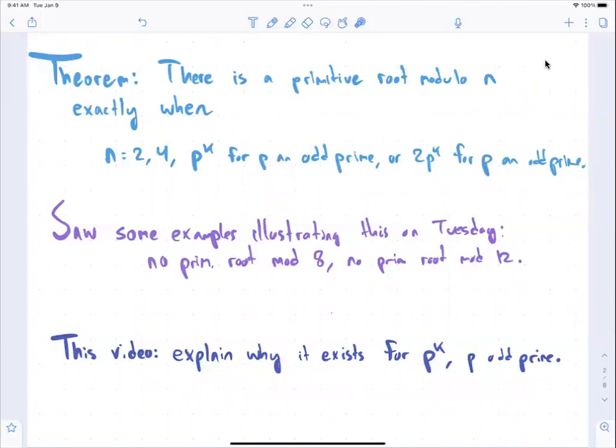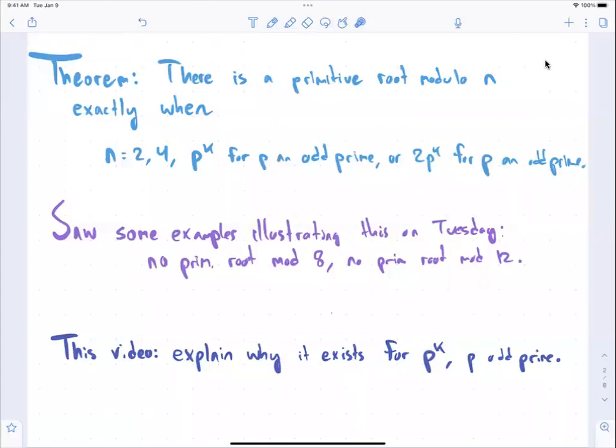It's a fun exercise, especially if you happen to know a little more group theory than we've talked about in class, to see why it doesn't hold for a product of two odd primes. So why doesn't it hold for, like, 3 times 5? Why is there no primitive root modulo 15? But we're not going to talk about that today.